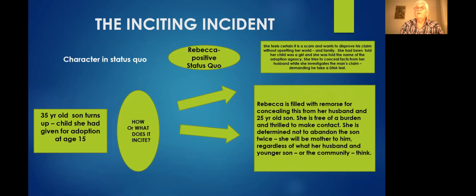Or Rebecca is filled with remorse for concealing this from her husband and 25-year-old son. She is now free of a burden and thrilled to make contact with this son. She is determined, and this is where the goal comes in, she is determined not to abandon this son twice. She will be mother to him, regardless of what her husband and younger son or the community might think.